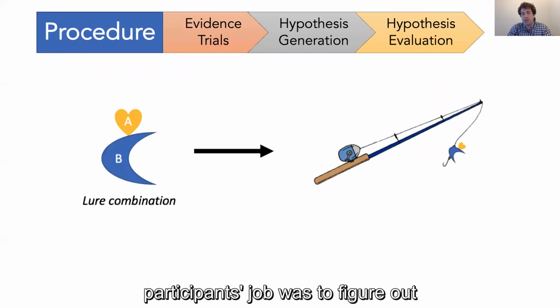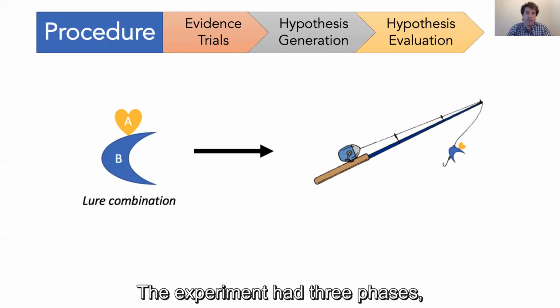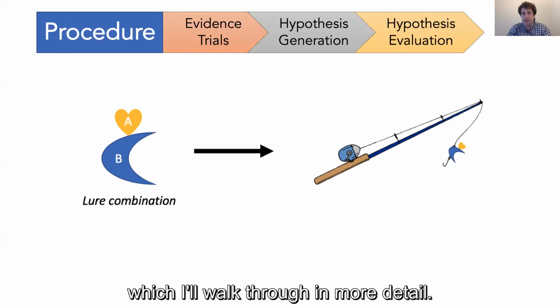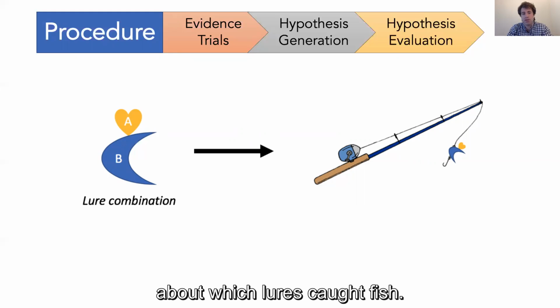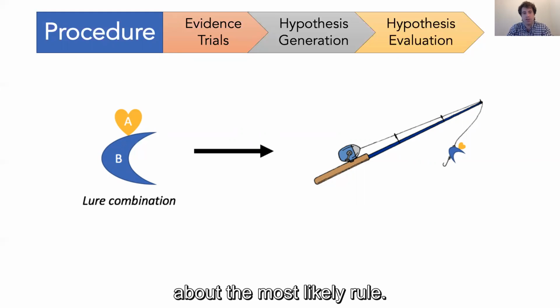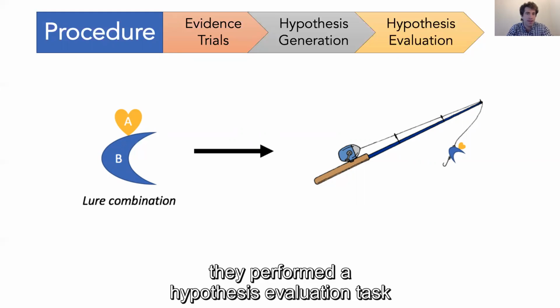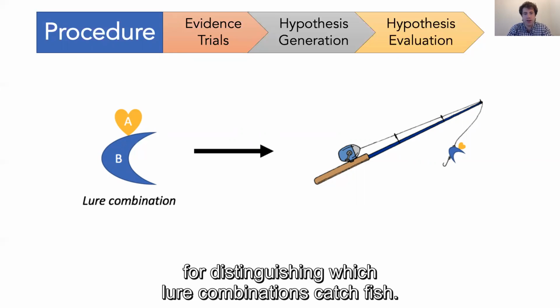In this experiment, participants' job was to figure out which lure combinations caught fish and which ones didn't. The experiment had 3 phases, which I'll walk through in more detail. First, participants were shown evidence that would allow them to learn the rule about which lures caught fish. Then they were prompted to generate hypotheses about the most likely rule. And finally, they performed a hypothesis evaluation task in which they rated how good various rules were for distinguishing which lure combinations catch fish.